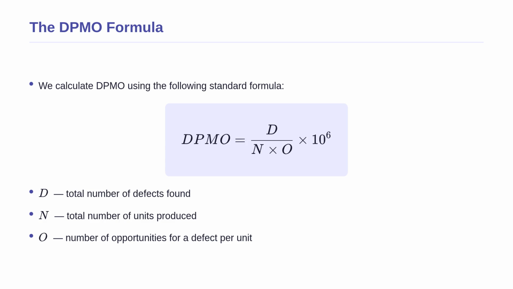To calculate this universal number, we use a specific formula. The formula for DPMO is D divided by the product of N and O, all multiplied by 1 million. Let us break down these symbols. D is the total number of defects actually found during inspection. N represents the total number of units produced in that batch. O is the number of opportunities for a defect to occur on a single unit. As the number of defects increases, the overall metric increases, meaning the process is getting worse.